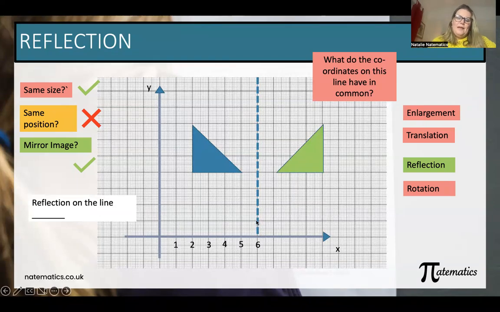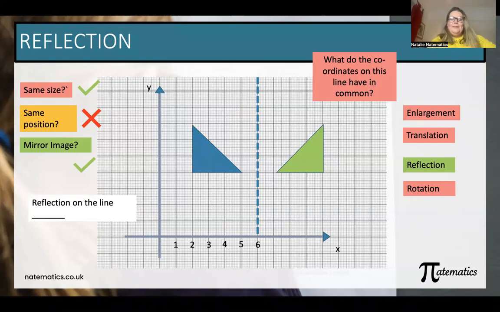Well, I could pick that one there. I know the x coordinate is 6. I don't know what the y is. Do I need to know what the y is? Just to demonstrate what I'm showing here, no, we don't, because every single point on that line has an x coordinate of 6. So therefore, the equation of the line is x equals 6.